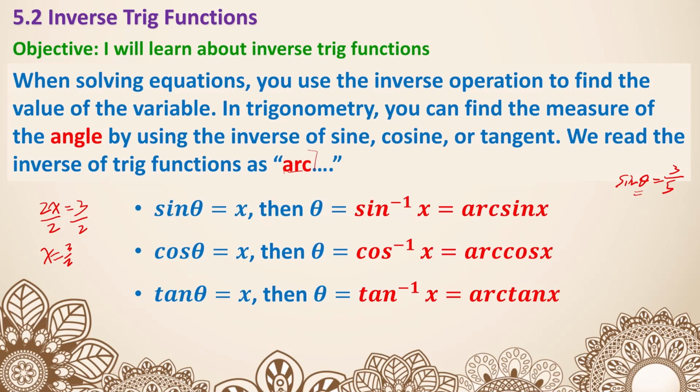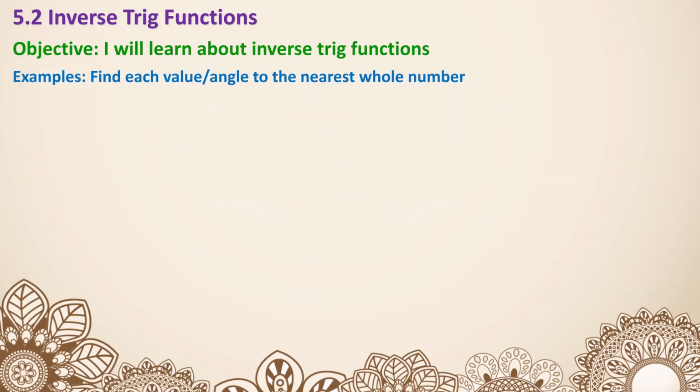So, for example, when sine theta is x, then if we want to find the theta, we're going to use arcsin of x. We can either write it as a -1, looking like the exponent, or we can use arc, so that would be arcsin x. When cosine theta is x, then theta is cosine inverse, or arccosine x. When tangent theta is x, then of course theta would be inverse tangent of x, or arctangent x. So let's have a look at how that works.